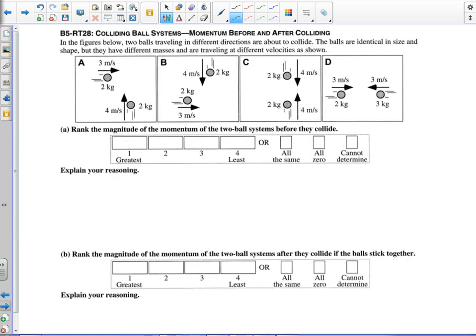All right, two balls traveling in different directions are about to collide. The balls are identical in size and shape, but they have different masses and are traveling at different velocities as shown. So what I know from conservation of momentum is that the momentum of the two-ball system before they collide is going to be the same as after they collide. If we look at the system of just those two balls, then whatever we answer here is what we're going to answer here. That's conservation of momentum. That would be my explanation down in here.